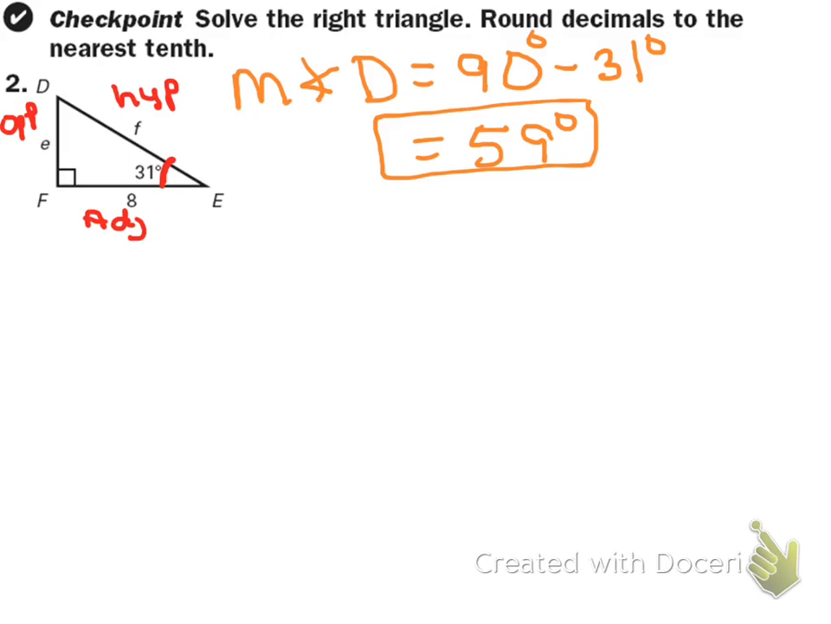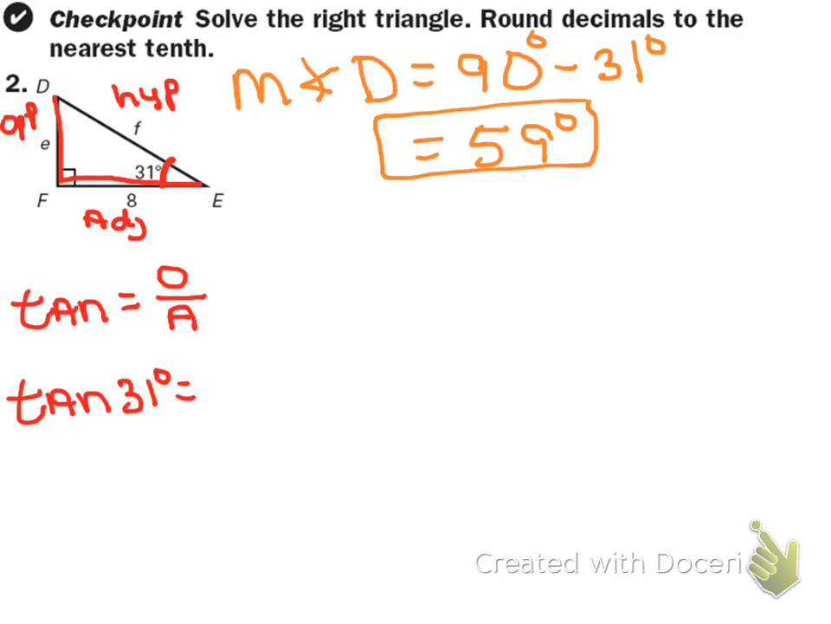You always want to use the side you are given and the side you want to find. Since we want to find side E and we were given this measure of 8, we'll use our opposite and adjacent sides. Opposite and adjacent, remember, is tangent. Tangent is equal to your side opposite your angle over your side adjacent to your angle. So the tangent of our 31 degree angle is equal to the side opposite that angle, E, over the side adjacent to the angle, 8.